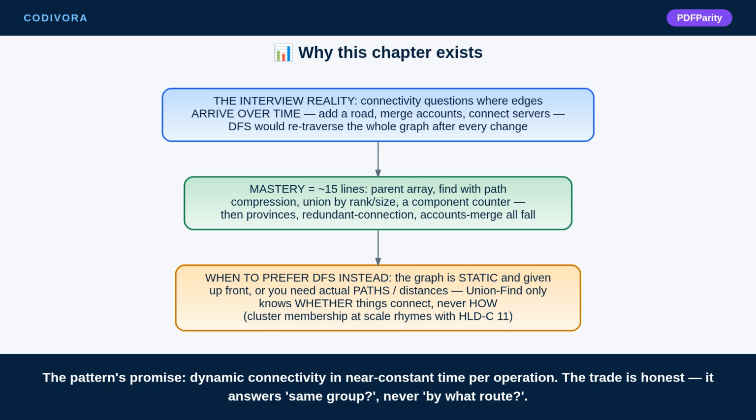Union find only knows whether things connect, never how. Cluster membership at scale rhymes with HLD C11. Trace the arrows on screen slowly. That single picture is the whole idea in one glance.